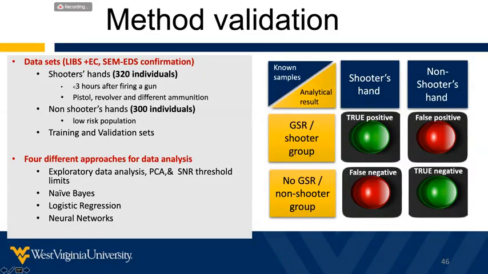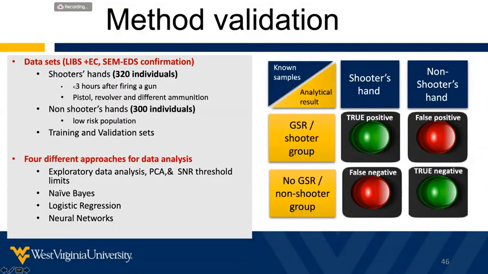We call these ones true positives. And how many times we correctly identify a non-shooter sample as a negative result, we call those true negatives. And we also use these validation sets of known samples to determine how many times we get false negatives and false positive results. We use 4 different approaches. The first one is more exploratory, to determine the positive and negative threshold based on the confidence interval of signal-to-noise ratios from the background populations.